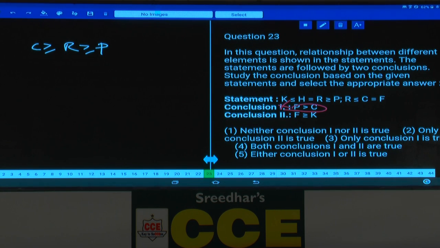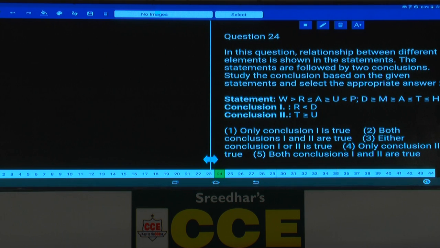Then coming to the next one, F and K. K is here and F is here. What is the letter which is common here? R is common. K lesser than or equals to R, R lesser than or equals to F. And K lesser than or equals to F is true, F greater than or equals to K is definitely true. And so only conclusion 2 follows. Only conclusion 2, that is choice 2. Now question number 23, choice 2. Then 24th.